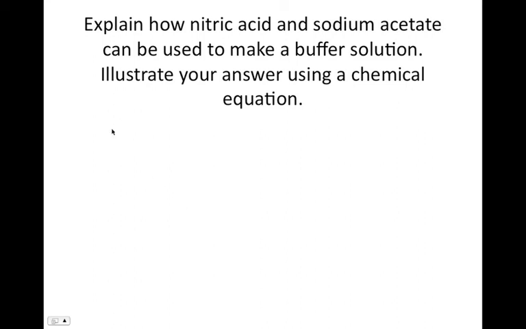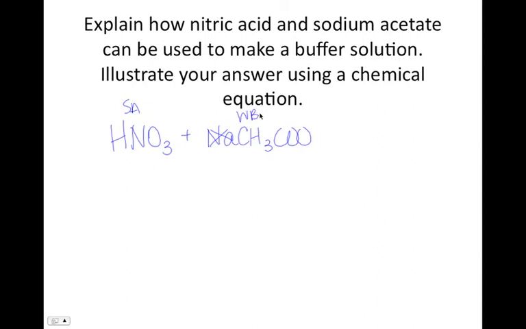Well, if we have nitric acid, HNO3, and we have sodium acetate, how can we use this to make a buffer solution? Well, we need to look at what we have. We have HNO3. That's a strong acid. We have NaCH3COO. Well, the sodium is going to be a neutral ion, so it's not really going to contribute to the acidity or basicity of this particular salt. But this acetate ion, that is the conjugate base of a weak acid, so this is a weak base.